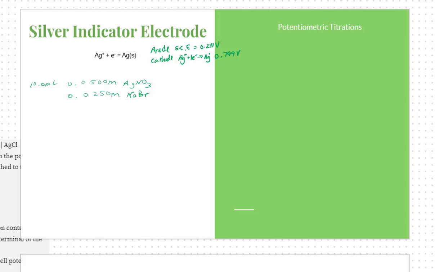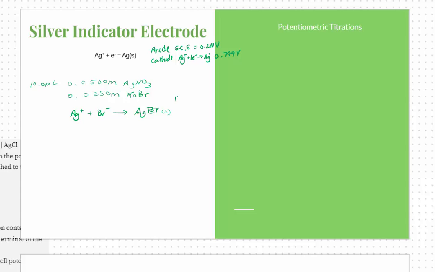Now we can write the titration reaction. So what we're doing is we're taking our silver ion and reacting it with our bromide anion. And that is going to form AgBr, or silver(I) bromide. And that is a solid. And you can see that on the solubility rules. That's from Chem 1. So this is what's happening in our titration.